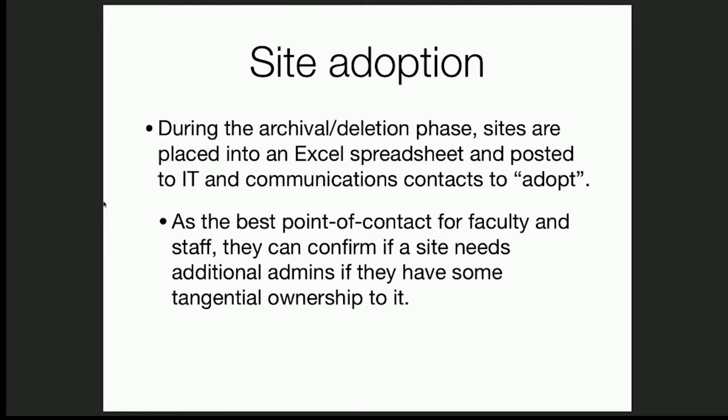So during the archival and deletion phase in spring, we take all those websites that weren't renewed, strip out all the sensitive information, grab the site URL, the name of it, and the list of owners, and provide it to IT and communication subject matter experts across our campus to, quote unquote, adopt. Pretty much if a person sees that a website may be something they own or want ownership of, they can adopt it. We can add them as an admin and renew that website. That way, it has up-to-date ownership, and we don't have to delete it.